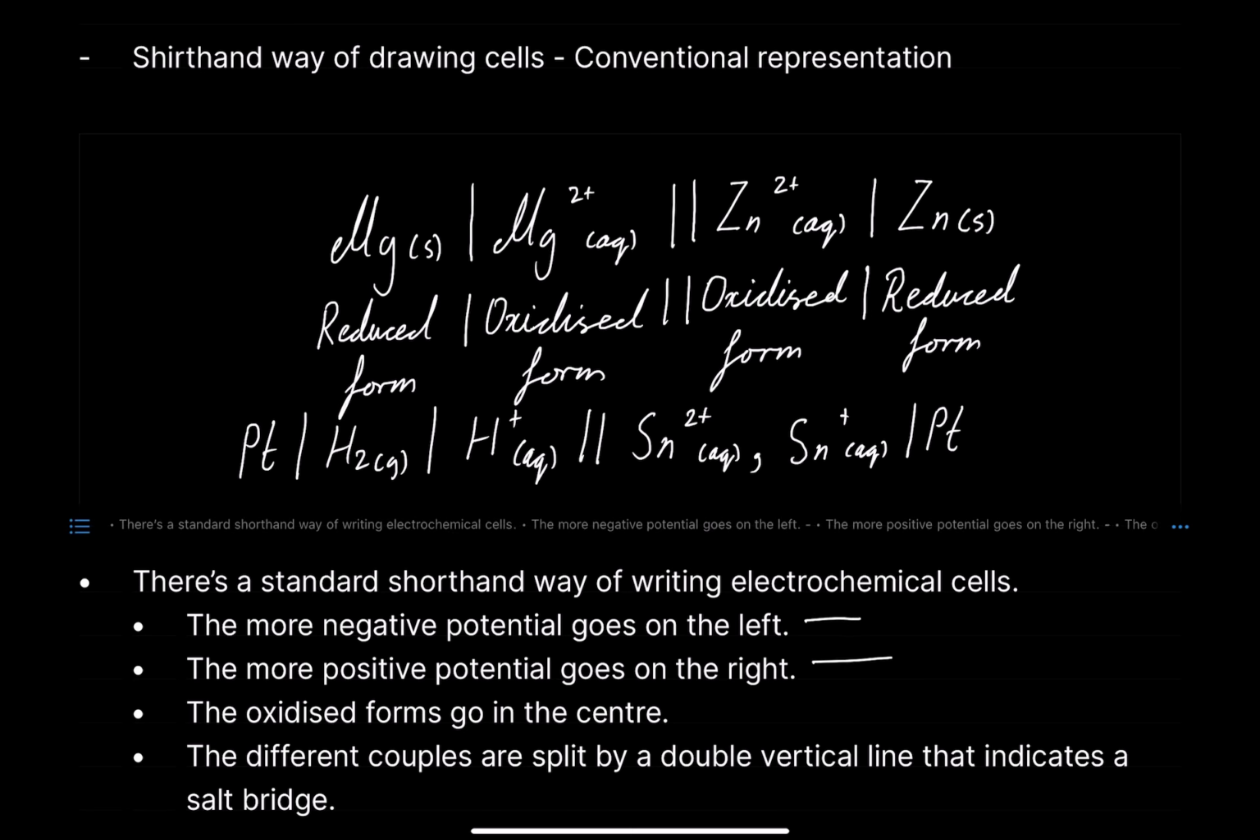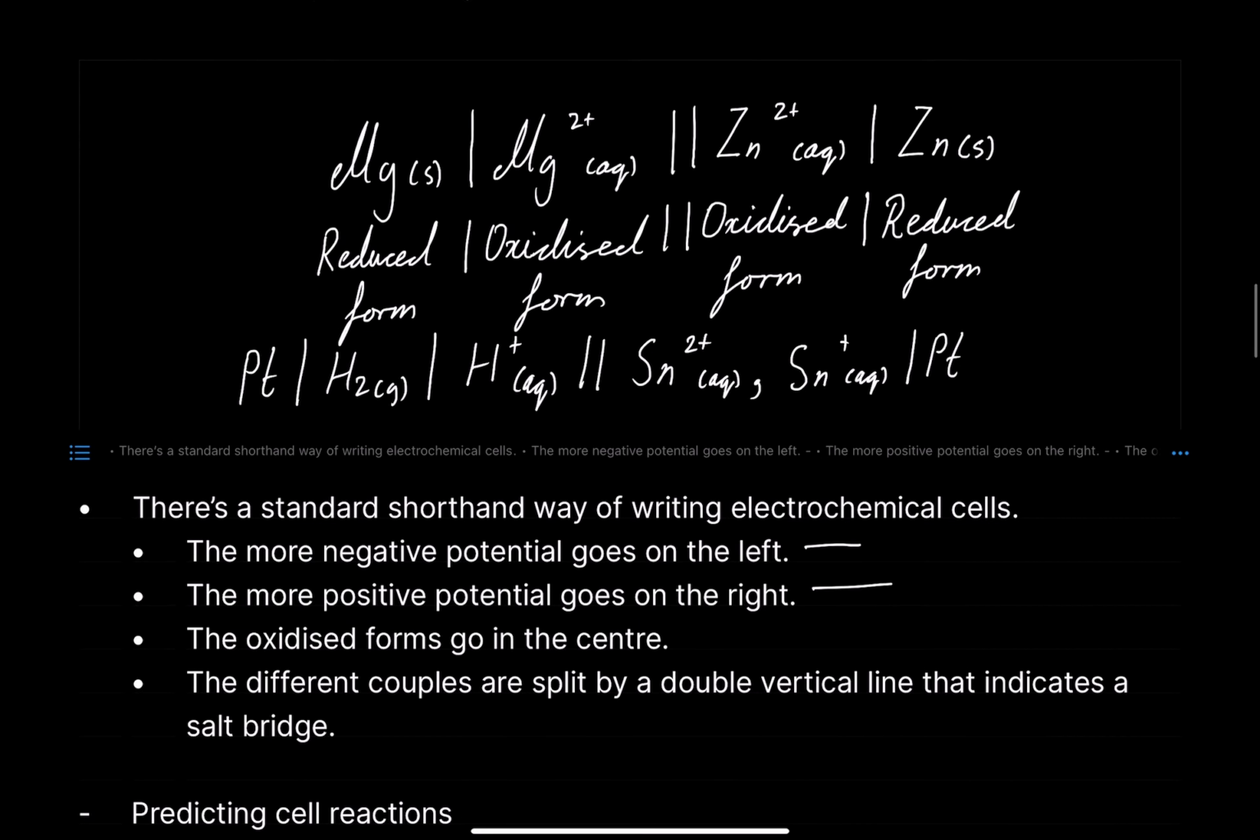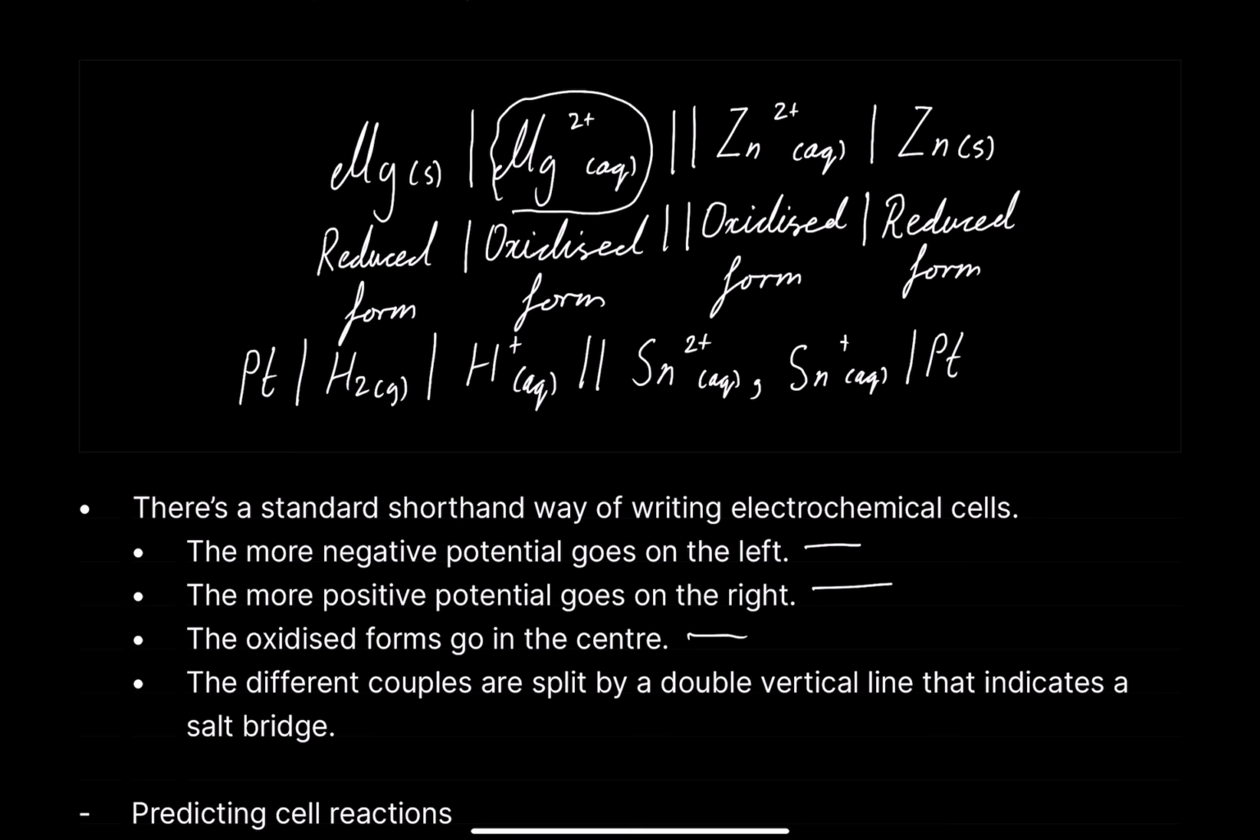Talking about electrode potentials, the oxidized forms will be in the center, and different couples are split by double vertical lines that indicate a salt bridge. So this double line in the middle represents the salt bridge. The single lines represent a different state of matter, so that could be the electrode. There are two different states of matter here, because this is Mg2+ in your solution, and this is solid Mg on the electrode. The line represents the electrode, right?